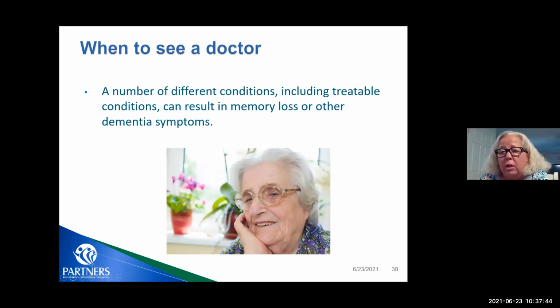One of the things that's important so far as community education is people learning some of the general early symptoms, memory loss, significant changes in ADL abilities, and learning when to see a doctor, not automatically assuming that things are age related. But remember, there are a number of different conditions, many of them treatable, that can result in memory loss and some of the dementia symptoms that we talked about. That doesn't necessarily mean the person has dementia. There could be another medical condition that's not diagnosed that could be treated.